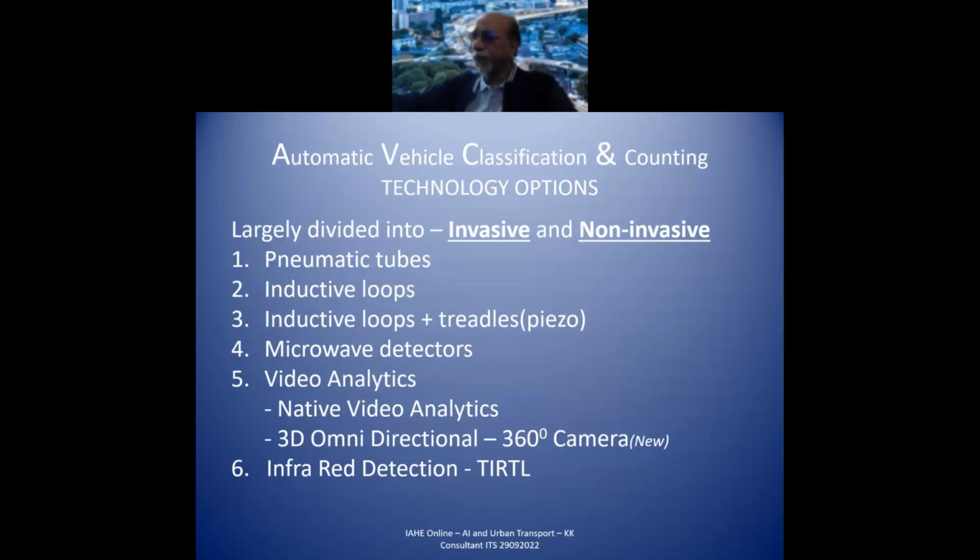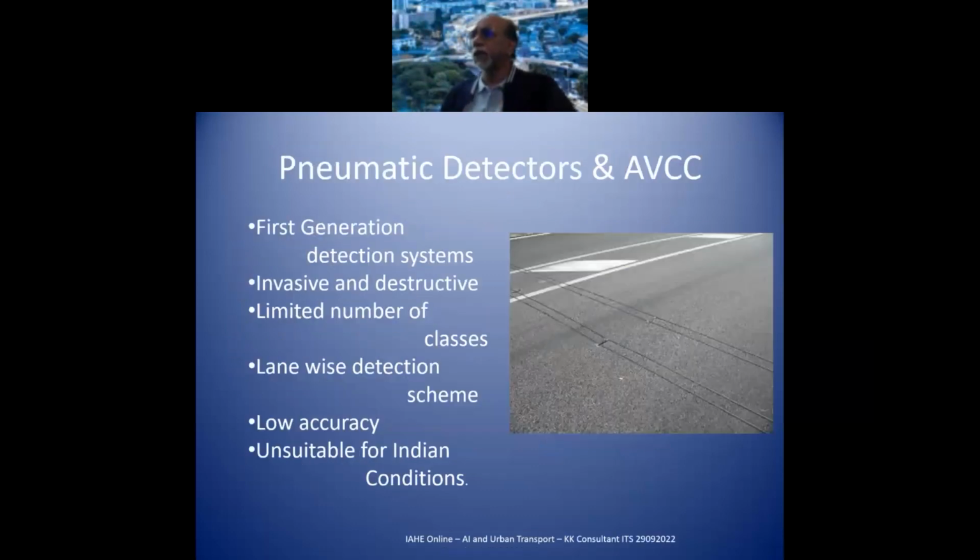Invasive systems are those systems which will actually disturb the road. As we go along with each of these options, I will let you know which is which. This is the first generation, pneumatic detectors. Surprisingly, these detectors came into the international market way back in the 70s or even late 60s, and they still continue to be used widely. In India also, they largely depend on these systems, which actually provide absolutely trash data for India.